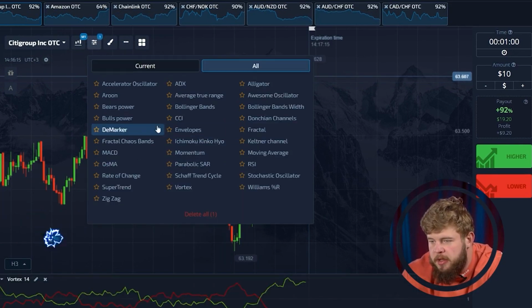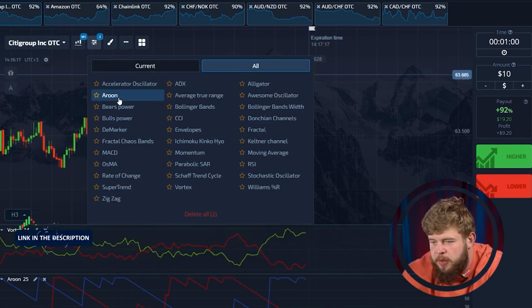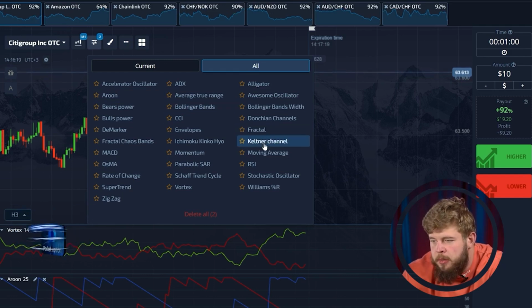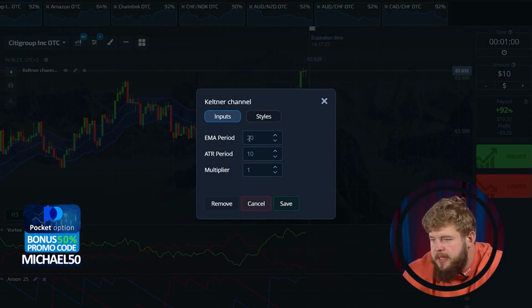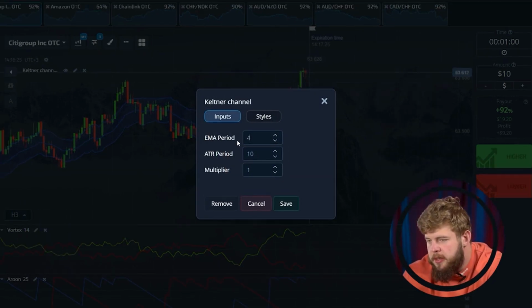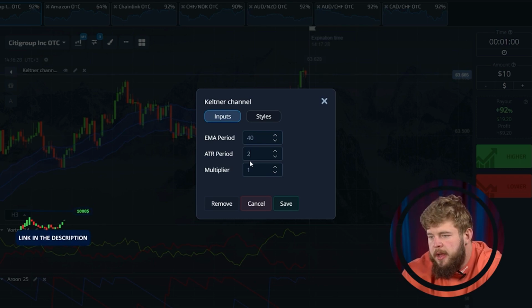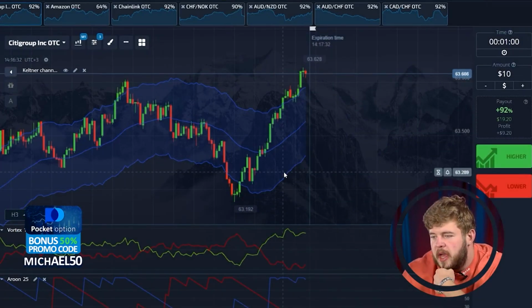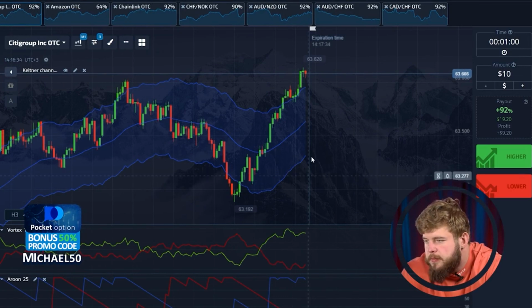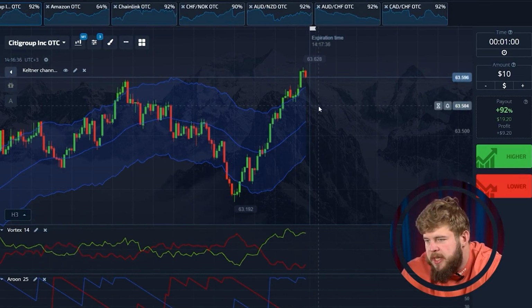Let's choose some indicators. The first one will be Vortex, the second one will be Aaron, the third one will be Keltner channel. Well, so let's set the Keltner channel indicator. It's done. Okay, now we are ready to proceed further. Our initial deposit is just $10.